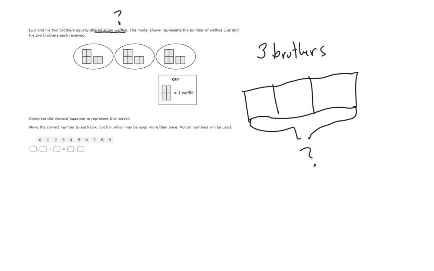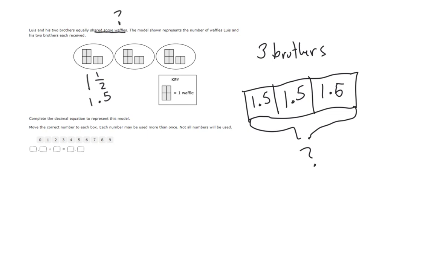Let's go ahead and see the key. 4 of these squares equals 1 waffle. So I know that, okay, there's 1 waffle here, but it's also like half of it. So I could do 1.5, right? So I could do that for both of these. So I know that 1.5 would go here, 1.5 would go here, and 1.5 would go here. Okay, so now I know exactly how much each brother got, but I want to know the whole.